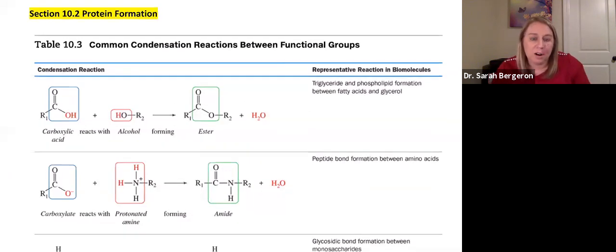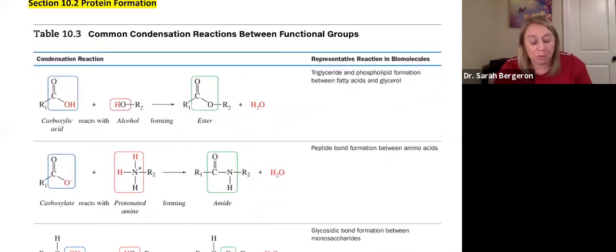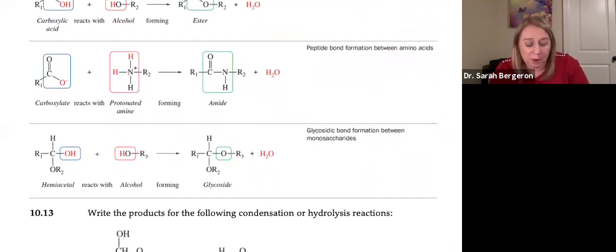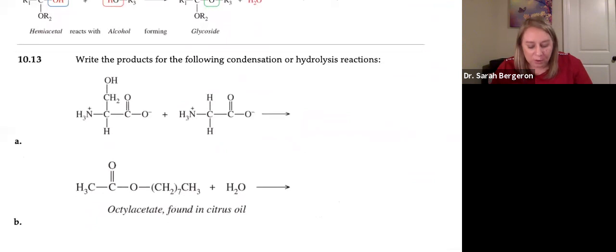All right, so here are our section 2 problems, but I put in this table 10.3 just to remind you of what those common condensation reactions are. There were 3 of them. But what we're really working on is this one, the peptide bond formation. So this is kind of the most important one. So if you look, here's our first one. Write the products for the following: condensation or hydrolysis. Remember that the opposite of condensation, which is make water, is hydrolysis, which is break water. So one is going forward in the reaction and one is going in reverse. So just remember that.